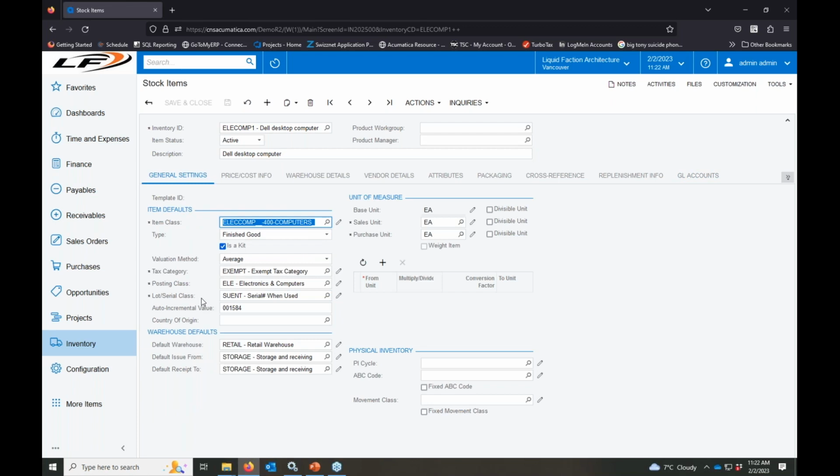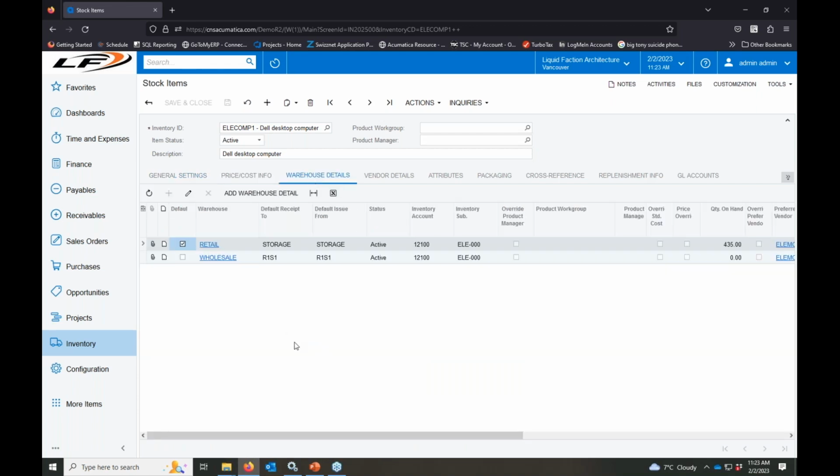Another thing that we want to look at is this is a serial number when used tracking. So this product is tracked by serial number with an auto incremental value, and its warehouse defaults get pulled in from the item class, which here would be retail warehouse storage for both issue from and receipt to. Unit of measure of each, and then we've got a couple other pieces here.